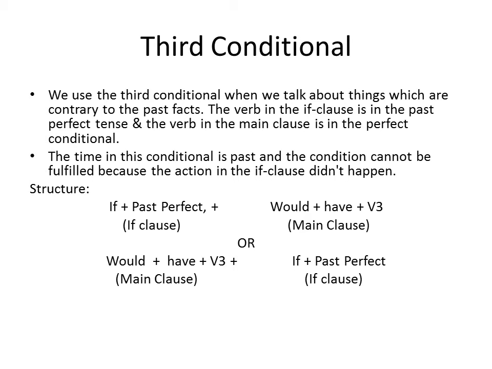Let's see the structure of the third conditional. In the if clause, we have past perfect tense, that is, had plus verb's third form, and in the main clause, we have would plus have plus verb's third form. Both the clauses can be placed interchangeably.